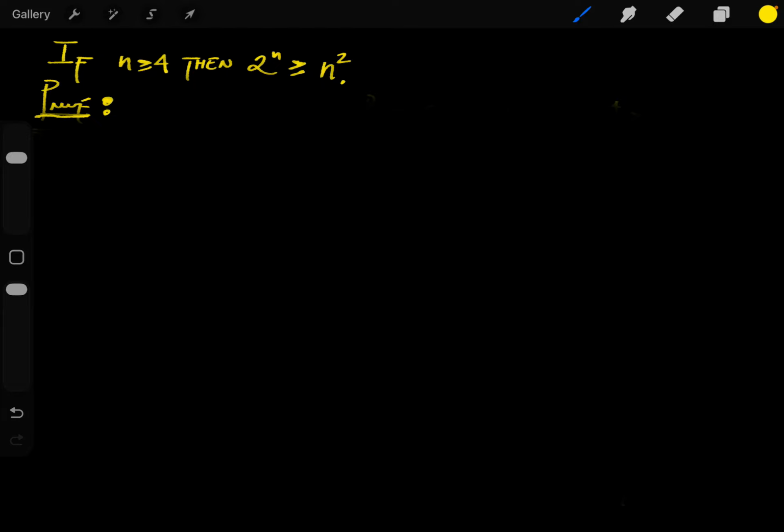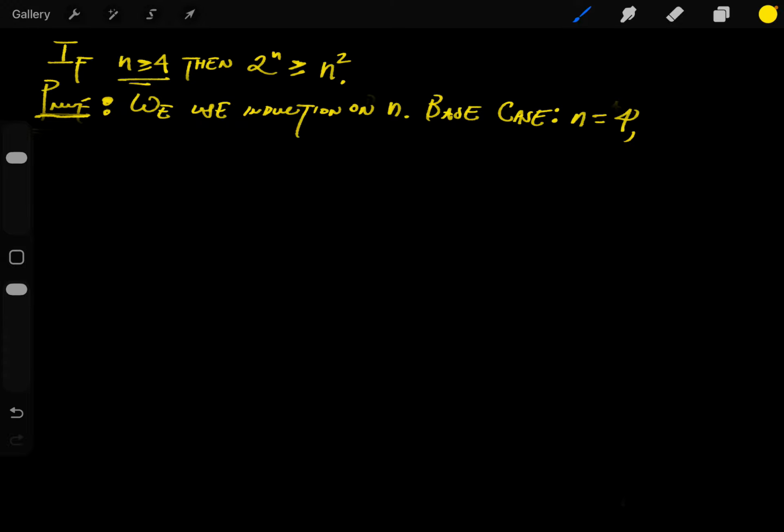Now, in order to prove this, we use induction on n. So the base case in this case is that n starts off as 4. So base case, n equals 4. And we should see that in the base case, when n is 4, we have 2 to the 4 is greater than or equal to 4 squared. And this is true because 16 is greater than or equal to 16. And that's the base case.